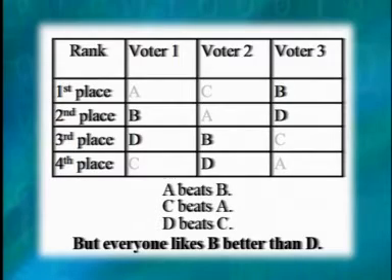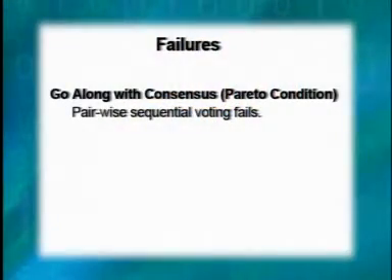Well, that is a rather unfortunate quality for a voting system to have, that it could choose a candidate when there's a consensus in the population that somebody else is the better candidate. Well, let's see now. We've been discussing several kinds of properties that we might want in a voting system. One of them is consensus. If there is a consensus, we should go along with it. So one desirable property of a voting system would be that we want to go along with consensus. Unfortunately, the pairwise sequential voting system fails that property.